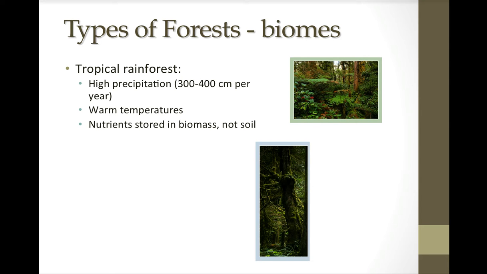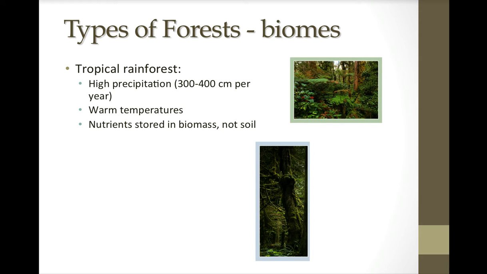Now, tropical rainforests are obviously found in the tropics, which is the band of latitudes that's between 30 degrees north and 30 degrees south of the equator. 30 is approximate. It's actually probably more like 23.5 degrees north and south of the equator, and that's considered the tropics.